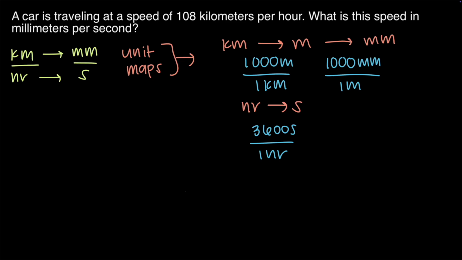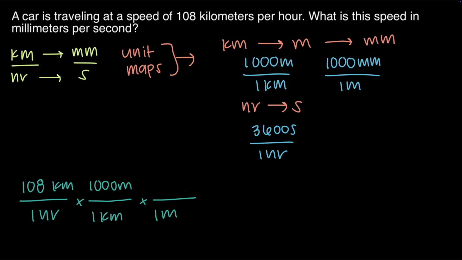We write 108 kilometers per hour as 108 kilometers over 1 hour. In the next fraction, we put 1 kilometer on the bottom and 1,000 meters on the top. In the next fraction, we put 1 meter on the bottom and 1,000 millimeters on the top. In the next fraction, we put 1 hour on the top and 3,600 seconds on the bottom.